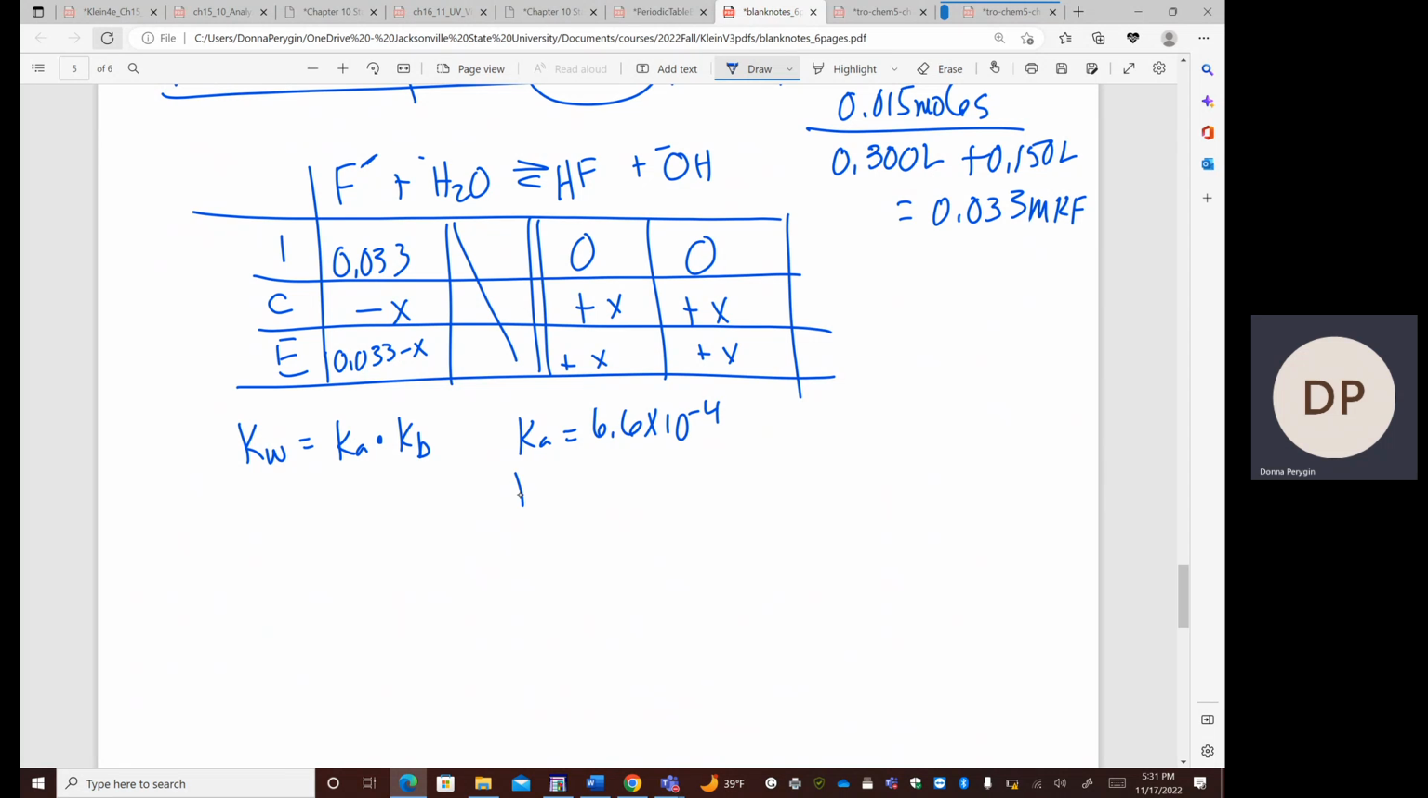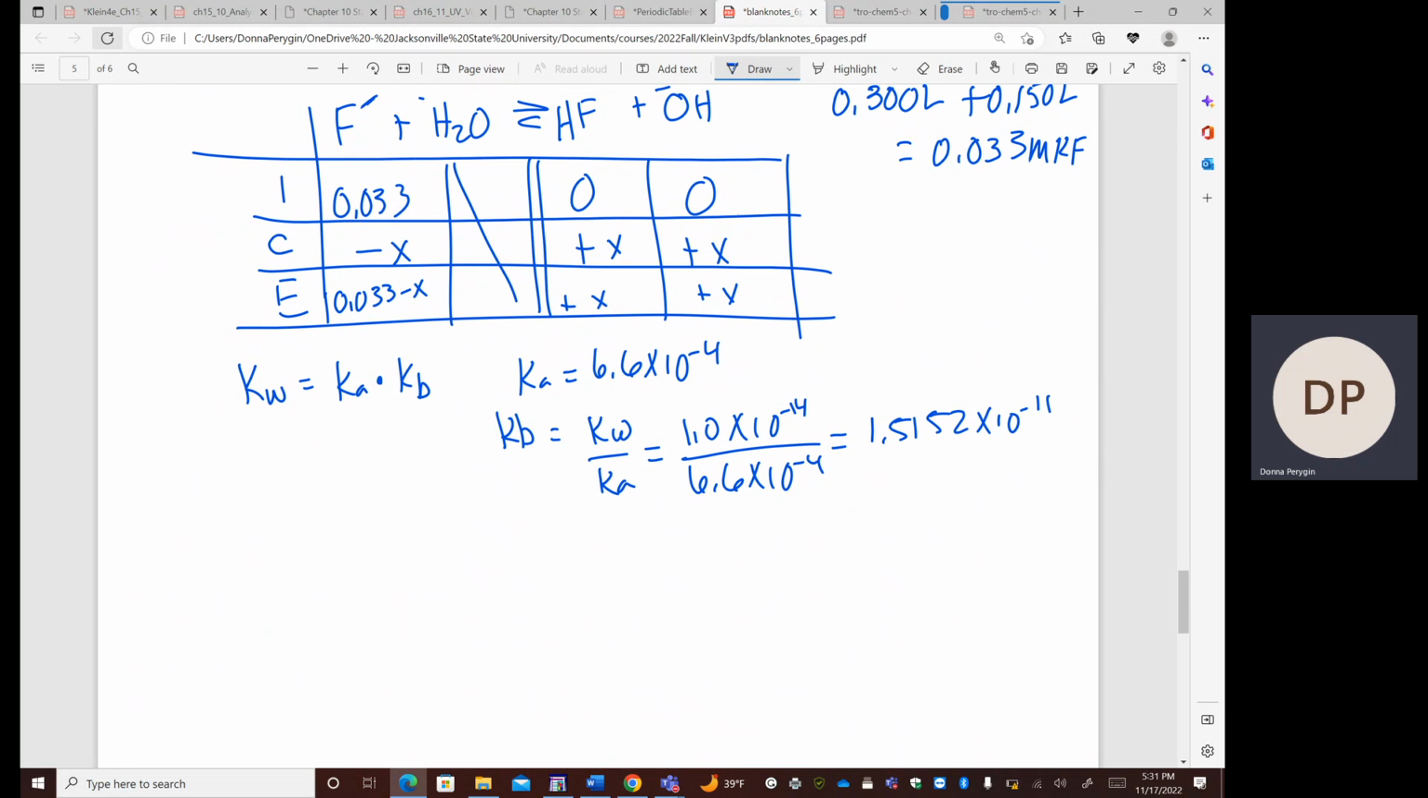So we need to calculate our Kb because we can't use the Ka here, because this is basically the dissociation of water by a base. So we need to use the Kb here, and the Kb is equal to the Kw over the Ka, which is equal to 1 times 10 to the minus 14th divided by 6.6 times 10 to the minus 4th, and that's equal to 1.5152 times 10 to the minus 11th.